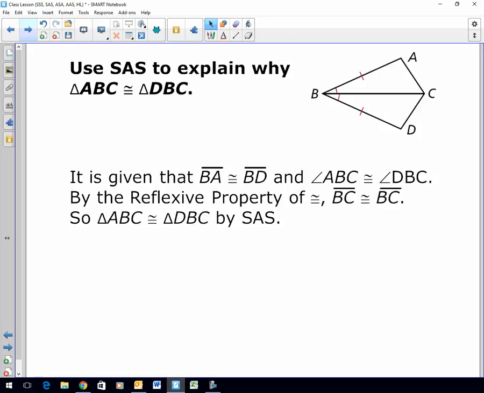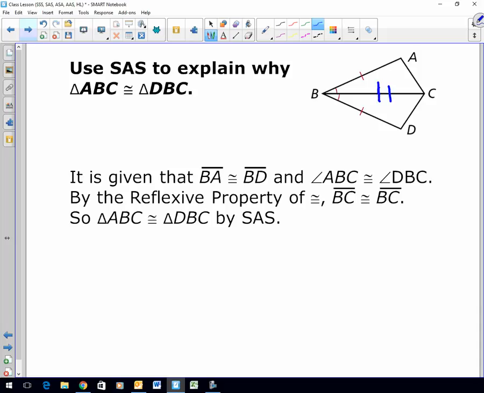So how about here? What theorem am I going to use? Side, angle, side. Check it out. Hopefully you're starting to get this. BC is congruent to itself through the reflexive property.